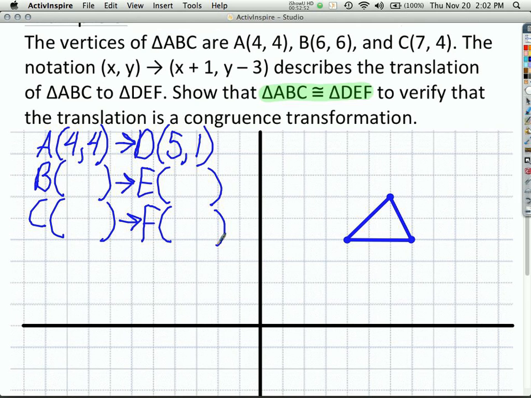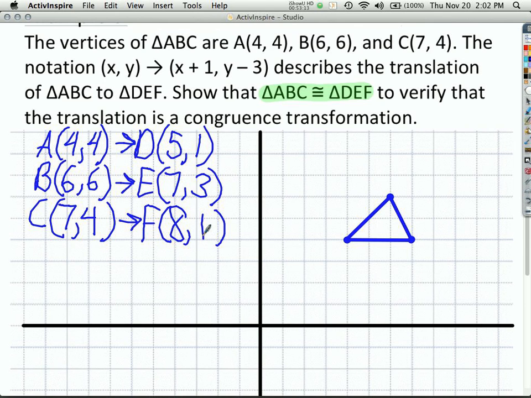But one way or another, we need the new triangle. So B is 6, 6, and that's going to transform into 7, 3. And point C is 7, 4. And that's going to transform into 8, 1.